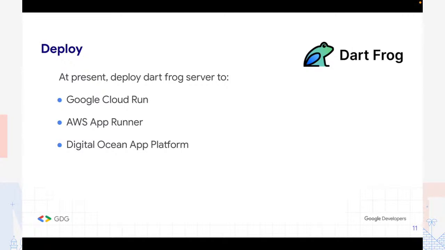So once you have created a build, you would want to deploy this project. At present, the Dart Frog server can only be deployed on Google Cloud Run, AWS App Runner, and DigitalOcean App Platform. So as of today, these are the three supported things to deploy. But obviously, there's going to be a lot more improvements in future. But as of now, it is just three places where you can deploy your Dart Frog project.